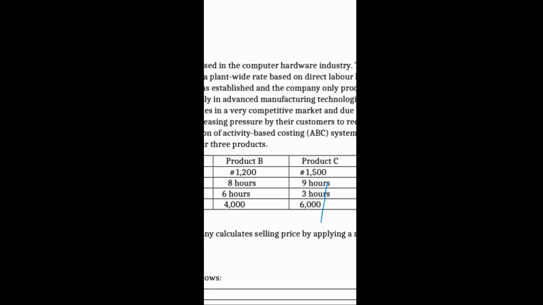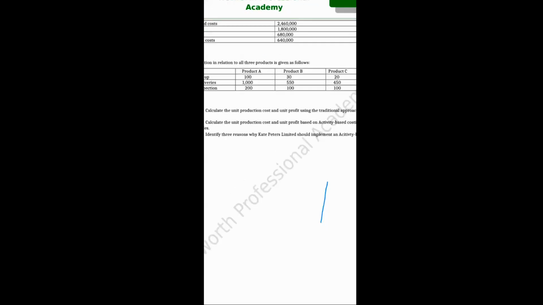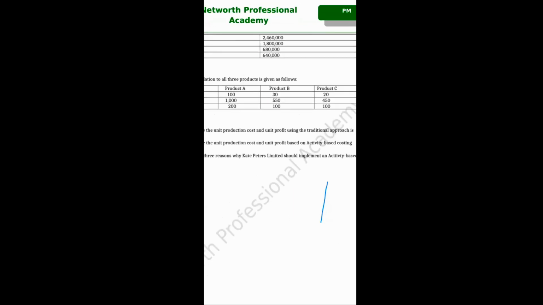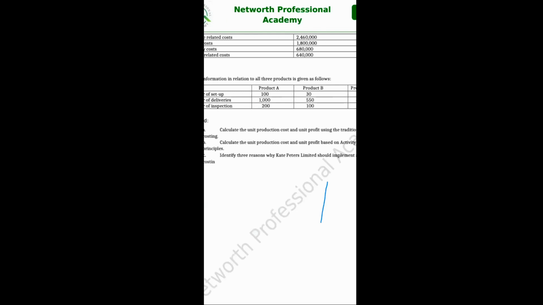3,000, 30 naira. Okay, we have resolved. We have gotten cost per unit. The question says calculate unit production cost, and unit profits. So you have gotten production cost per unit for product A, product B, product C. What is the selling price per unit? You can now get profit per unit.